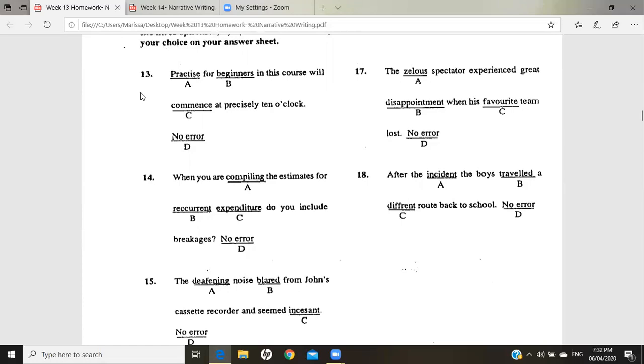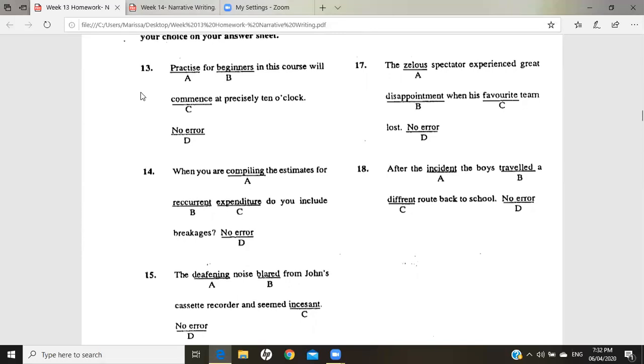Good. Number 14, which word do you think is the error? Recurrent. Good. And how do you spell recurrent? R-E-C-U-R-R-E-N-T. Good. So we're supposed to take off a C there. Good. Number 15. Incessant. Good. And how do we spell incessant? I-N-C-E-S-S-A-N-T.